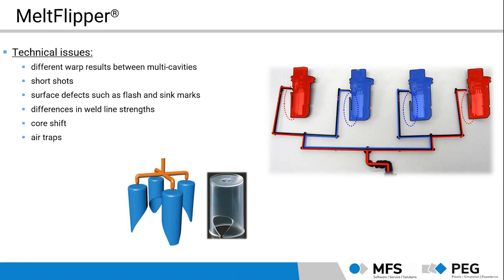They can observe differences in weld line strengths, for example, because the weld lines in the parts are formed in cavities with hotter material, and with colder material in later filled cavities. Sometimes core shift is a problem. I will also show you an example later. Or they can observe things like air traps, which is an example here.